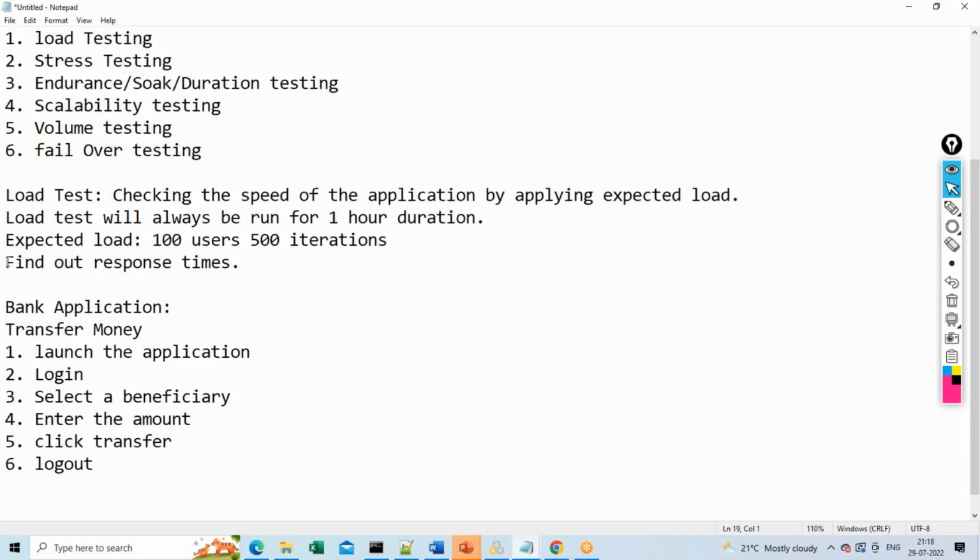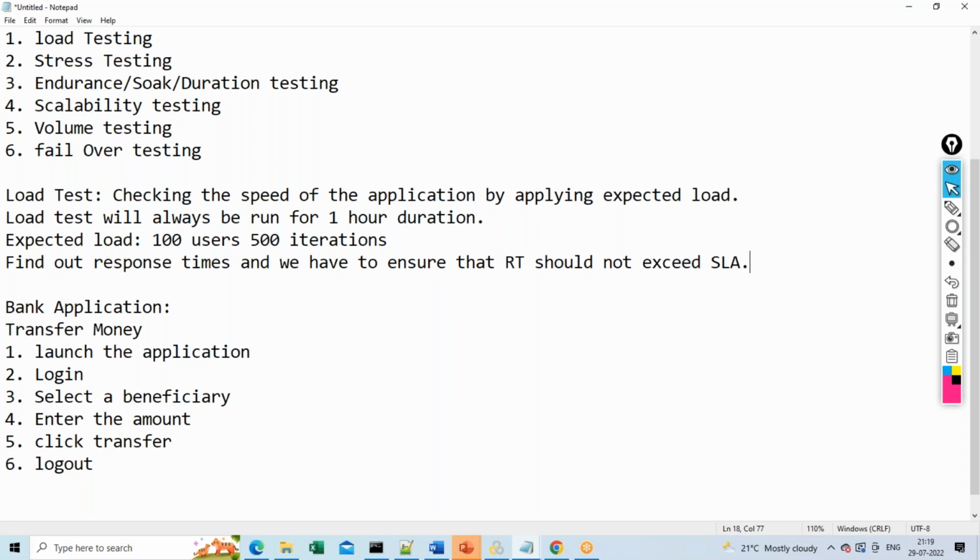We have to find that out, and we have to ensure that response times should not exceed the SLA. SLA means service level agreement. A service level agreement means the client has an agreement with the development team or the application team that you should develop my application in such a way that when a user clicks on a button or a link, the next page should come up in the next 3 or 4 seconds. That is the SLA the client has given.